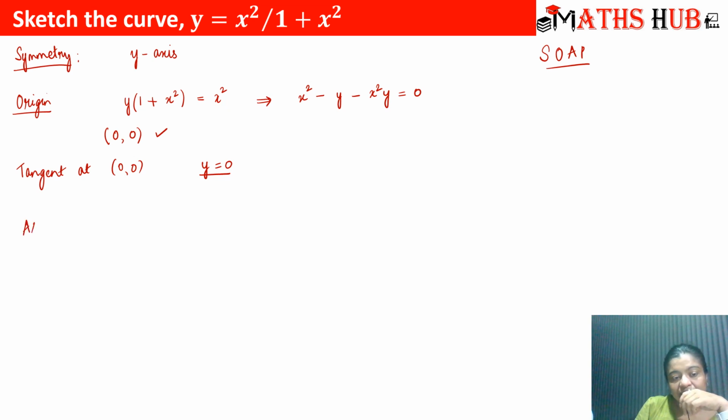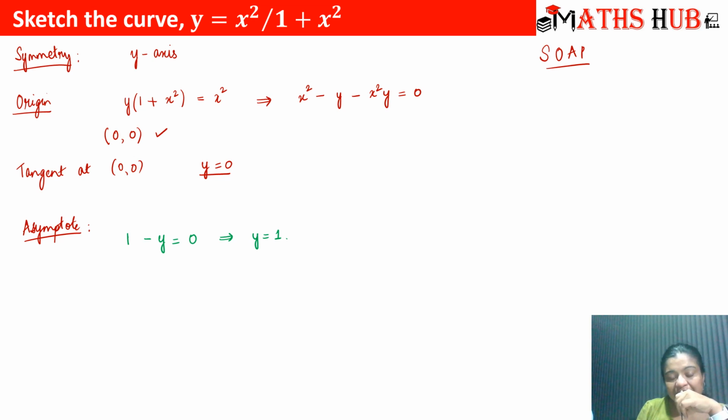Now let us try to figure out the asymptotes of this curve. How to calculate asymptotes? There are two types of asymptotes, rectangular and oblique asymptote. To calculate the rectangular asymptote, we put the coefficient of the highest power of x equal to 0. So when we equate the coefficient of the highest power of x equal to 0, we will get 1 minus y is equal to 0. So this implies y is equal to 1, right? So this is one of your asymptotes.